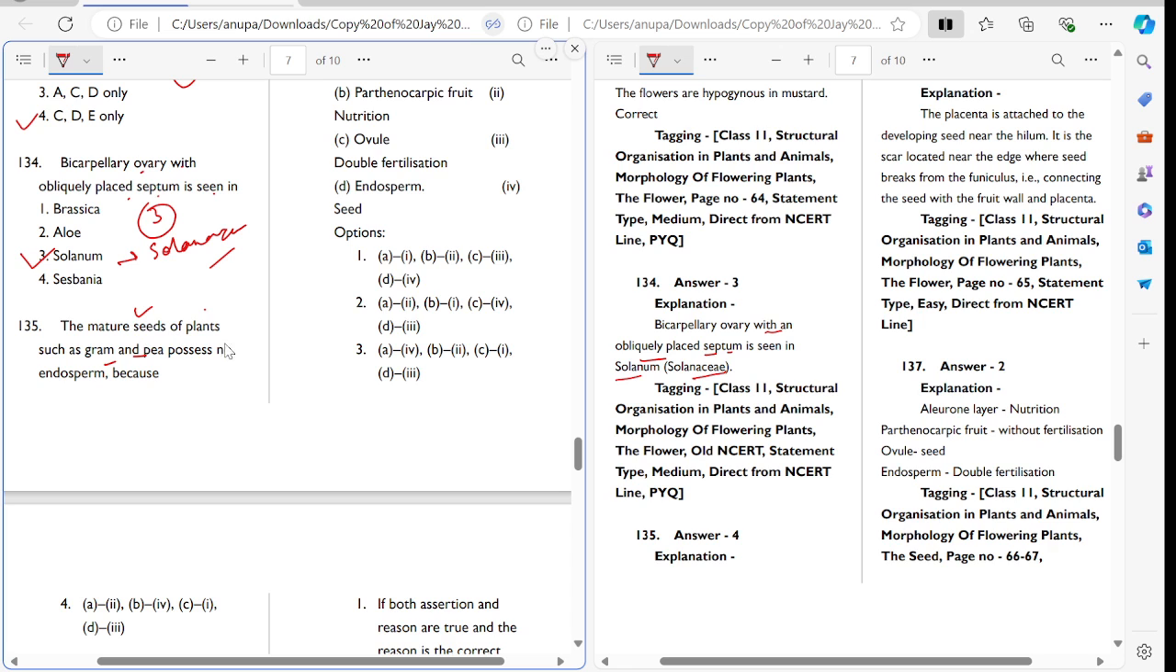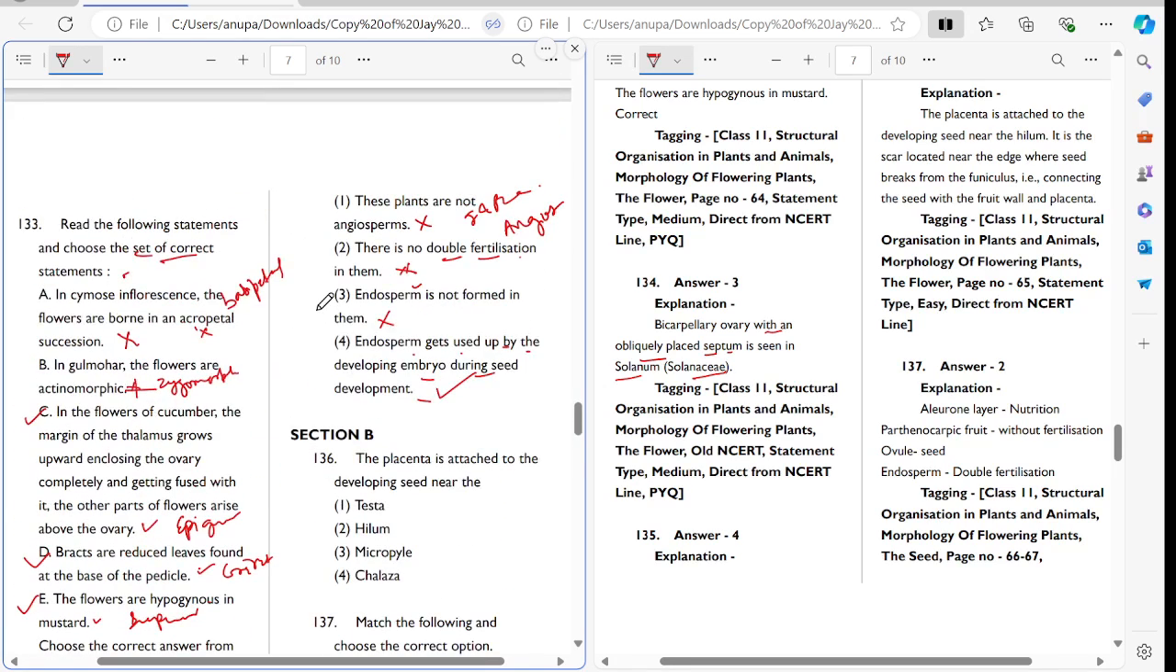Like the mature seeds of plants such as gram and pea possess no endosperm because we have to find out the reason. The reason is endosperm gets used by the developing embryo during seed development. So the answer for this question will be option number 4.